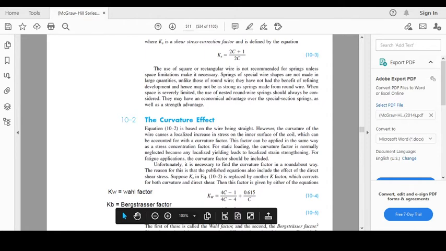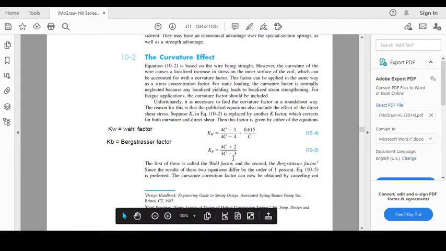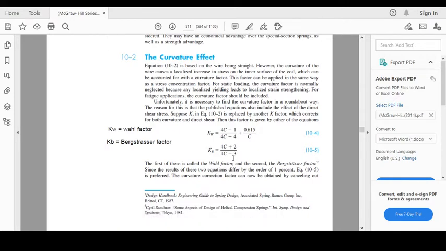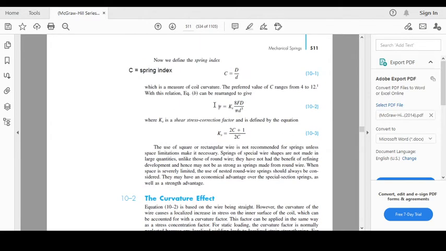The curvature effect. Equation 10.2 is based on the wire being straight. However, the curvature of the wire causes a localized increase in stress on the surface of the coil, which can be accounted for with a curvature factor. So you see here, equation 10.2, the wire is straight.